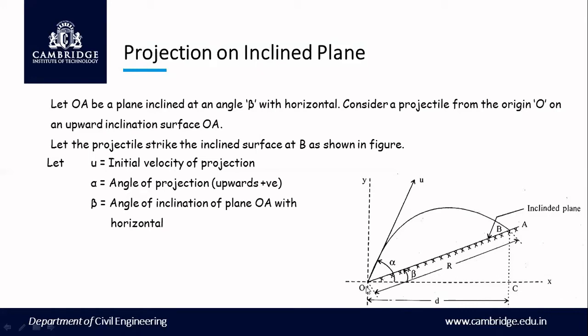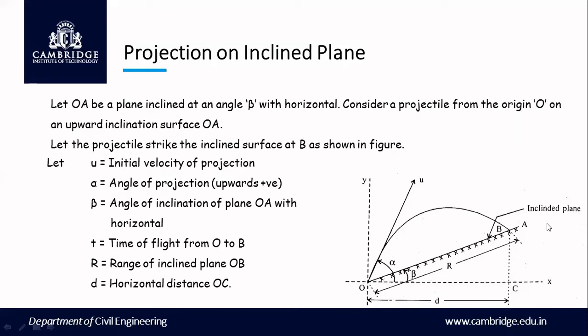You can see the ground like this climbing up, or sometimes it will be coming down like this. So the difference will be that in the first case it will be plus beta, and in the next case it will be minus beta, the negative side. And t will be the time of flight, the time the projectile takes to travel from O and then to reach B. R is the range on the inclined plane. So whatever this distance OB you're seeing, that is the range on this inclined plane.